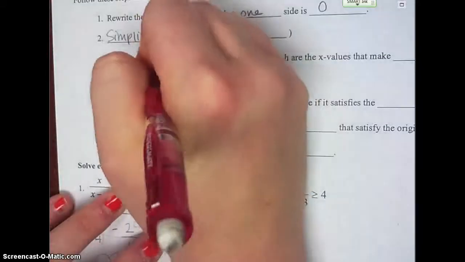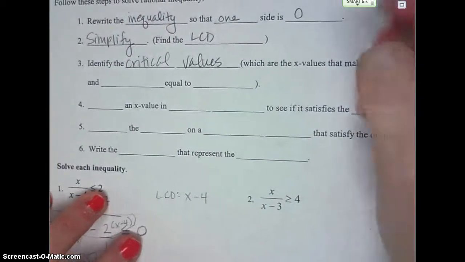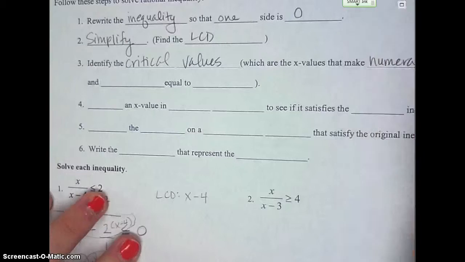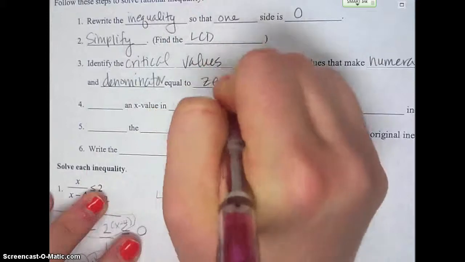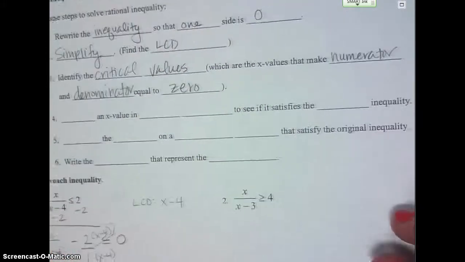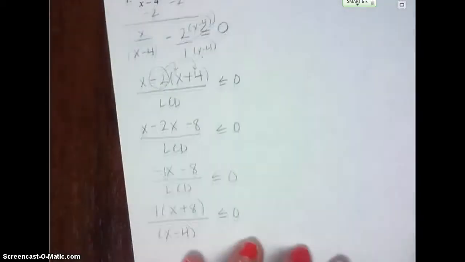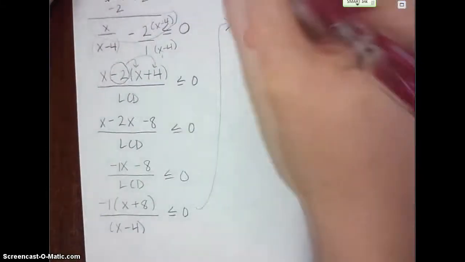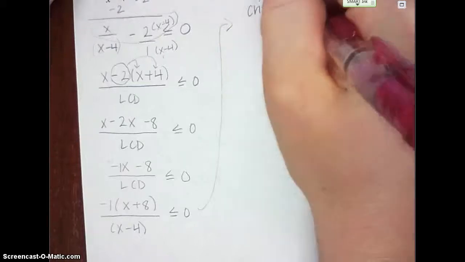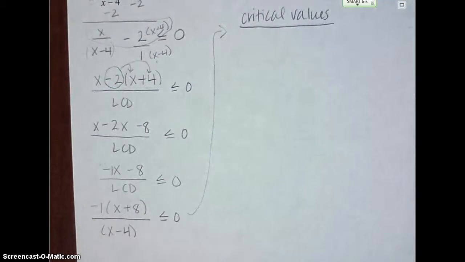Step 3, we want to identify the critical values. So what that means is it's the x values that make the numerator and denominator equal to 0. We've done this before. The critical values, we called before, we found the zeros and we found the vertical asymptotes. So I'm going to come up to the top here so I have more room. We're going to write critical values. And we basically want to take the top and set it equal to 0, and then take the bottom and set it equal to 0.